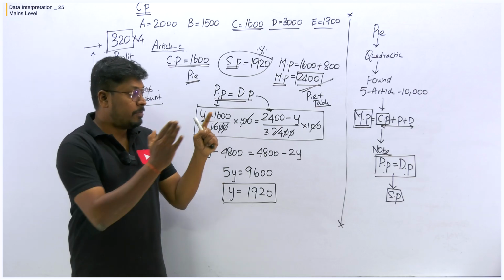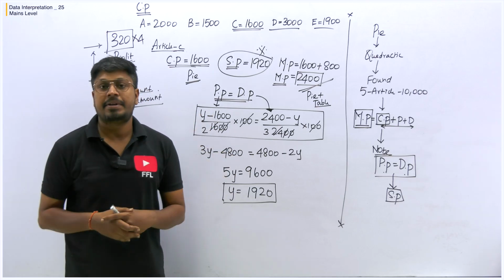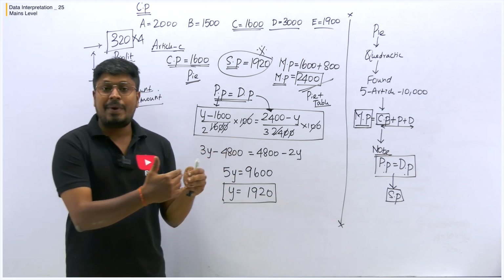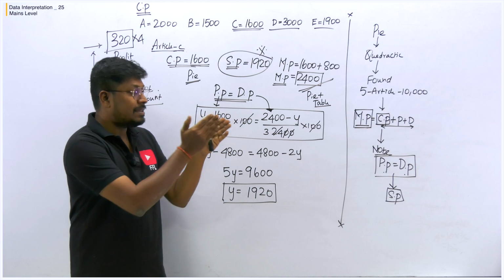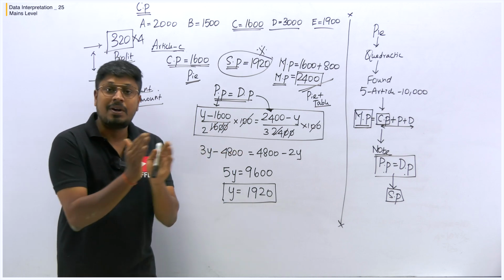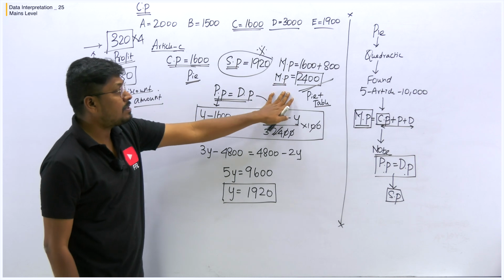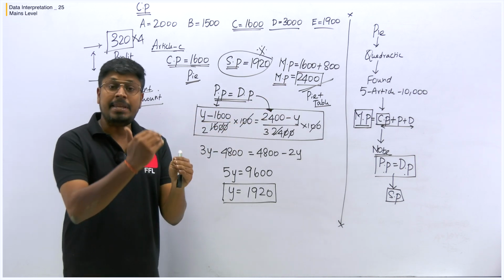So friends, now let me move on to the 25th data interpretation for mains level exam. The previous video, that is the 24th DI, is also a similar concept question based on the concept of profit and loss. So this is the question, I didn't erase it. This is the question we solved in the previous video, right?